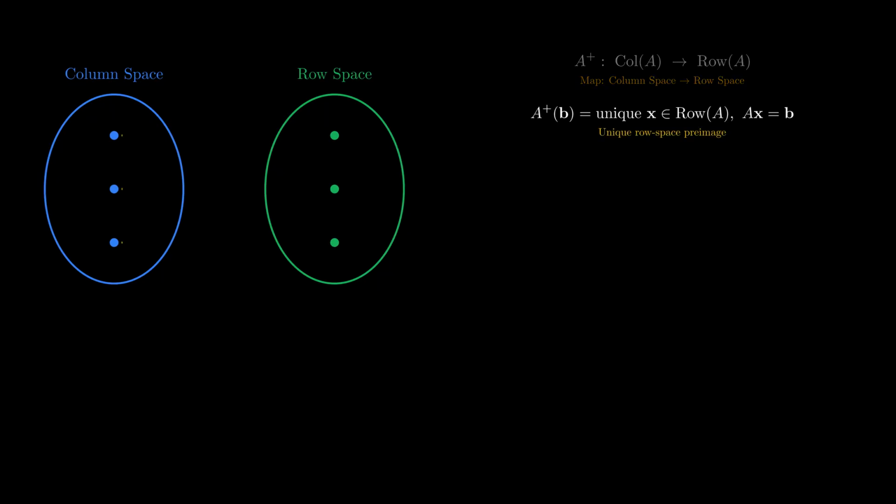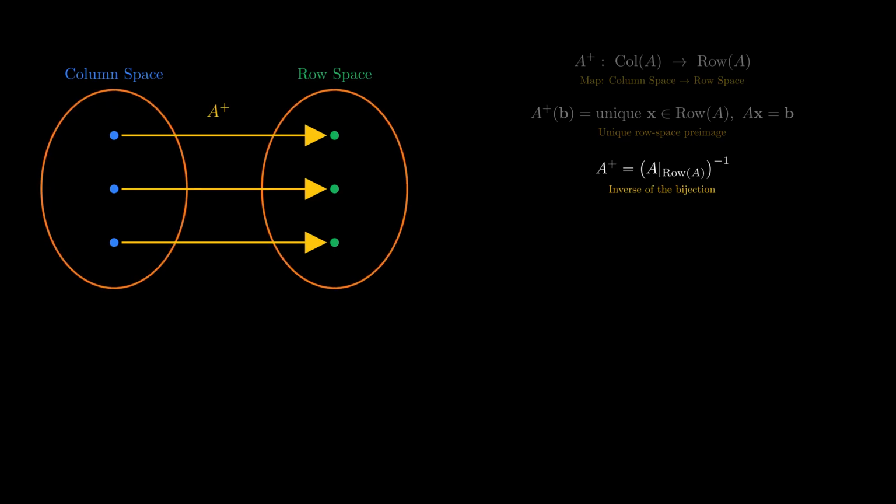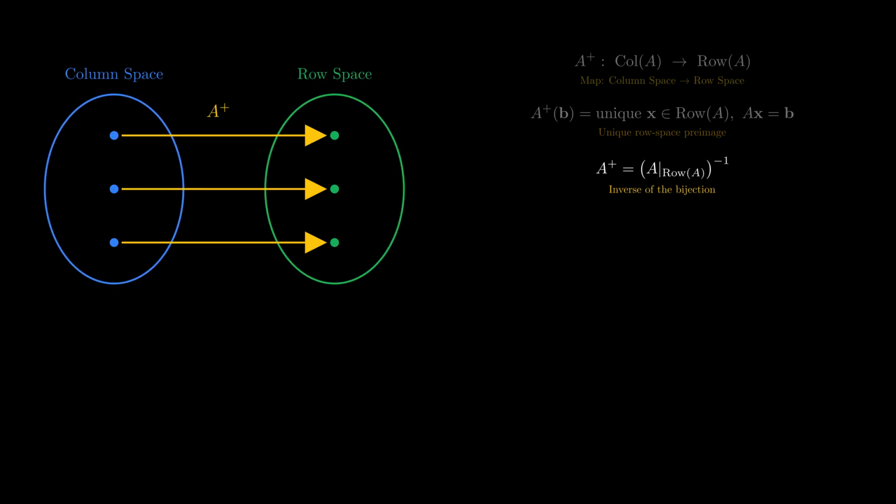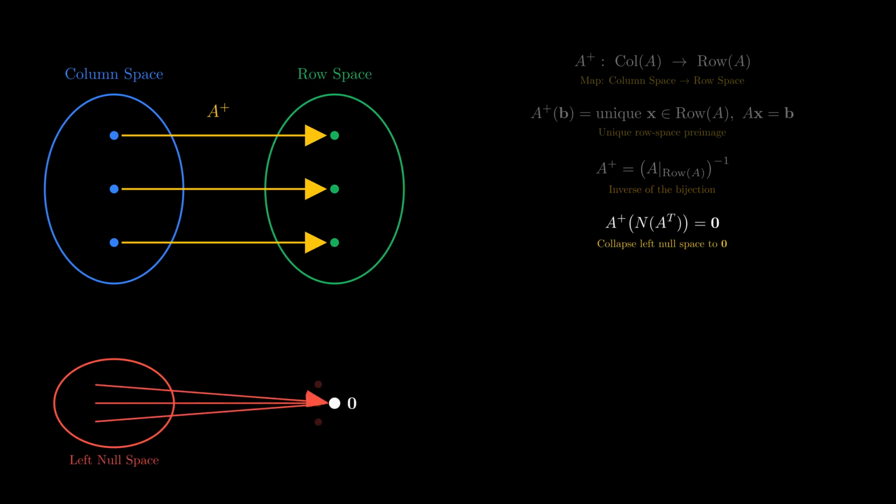Now let's define the pseudo-inverse precisely. The pseudo-inverse, written A+, takes any vector in the column space and returns the unique row space vector that maps to it. It is the literal inverse of that bijection, the one-to-one correspondence between the row space and the column space. And critically, A+ sends the left null space to 0.